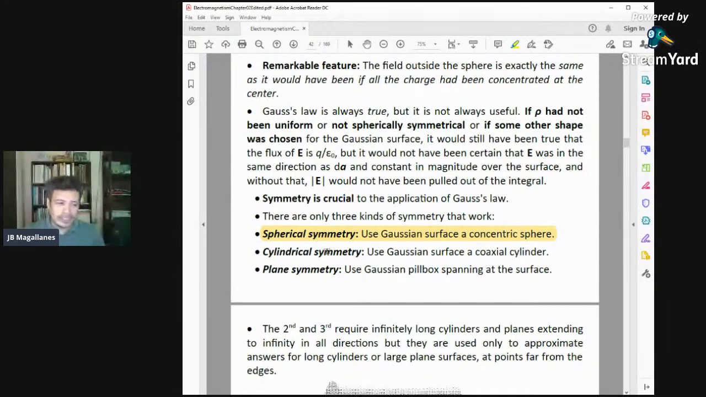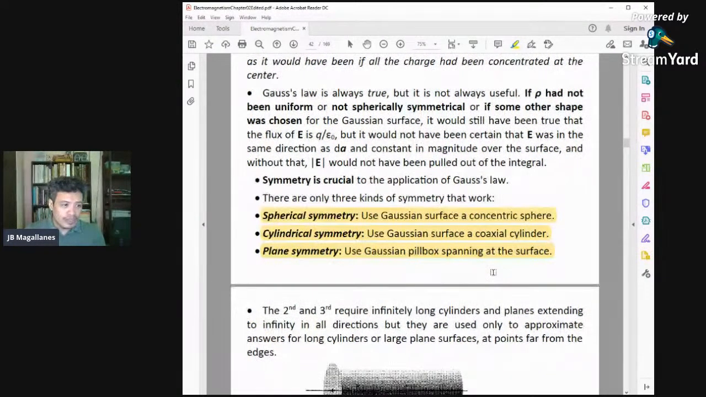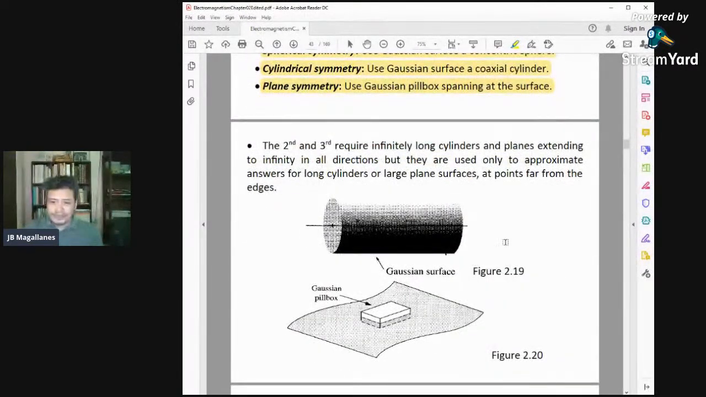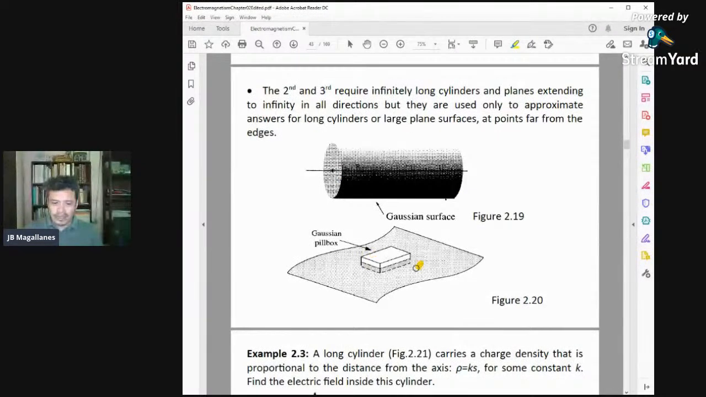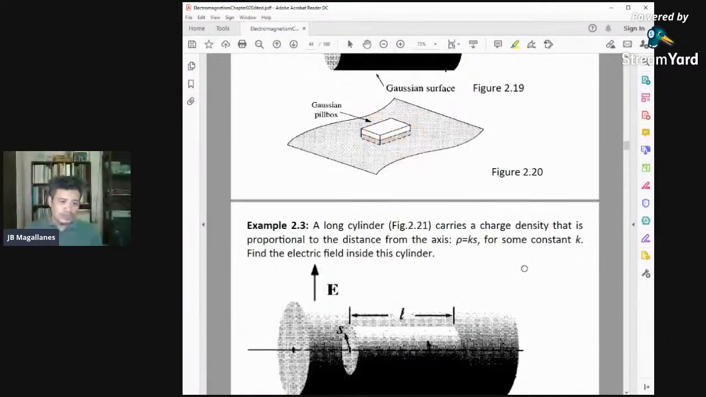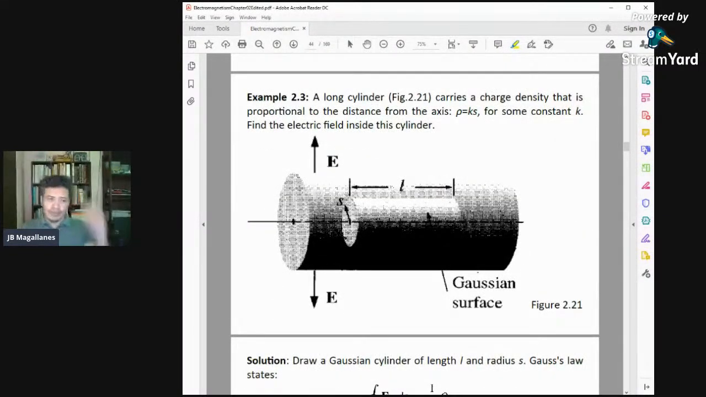We exploited already spherical symmetry. We can exploit cylindrical symmetry by drawing a Gaussian surface that is coaxial with a cylindrical charge distribution. Here we have exploited the Gaussian surface, which is a sphere, by drawing a sphere concentric with the distribution. And then we can also use plane symmetry by using a Gaussian pillbox spanning the surface of the charge distribution. So this is the cylindrical Gaussian surface that you can use, and this is also the pillbox that we can use. But we do that in example 2.3, for example.